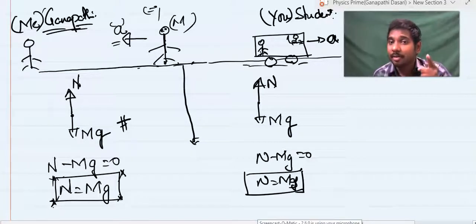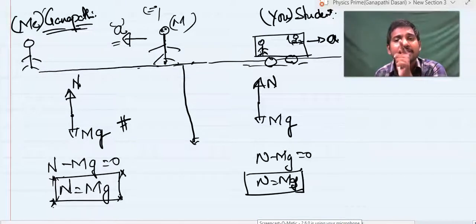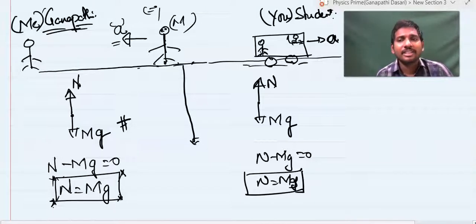Is he actually moving with respect to the ground? No. But according to the student who is sitting in the car, he will see the man going backwards away from him with an acceleration a, but there is no force acting on it.